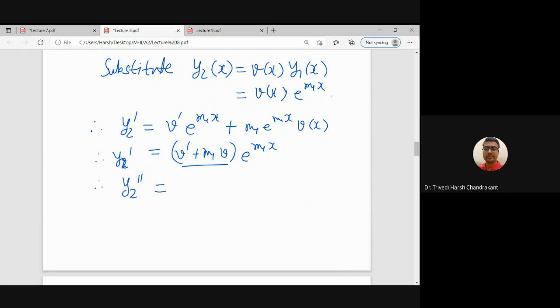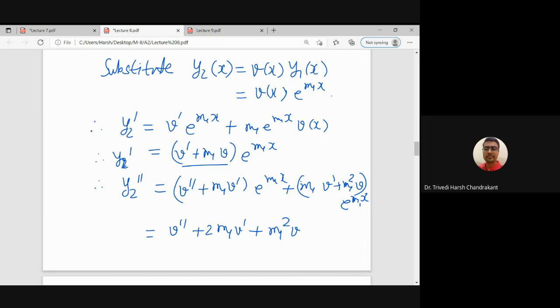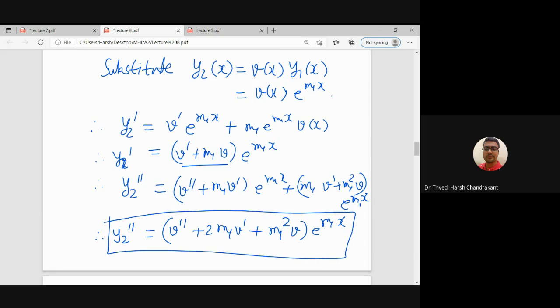So if we differentiate the first term, we get v double dash plus m1 v dash, times e power m1x, plus m1 times v dash plus m1 square v, times e power m1x. Essentially, this is v double dash plus 2m1 v dash plus m1 square v, times e power m1x. So we got y2 double dash also. We know y2 dash and we know y2. Y2 is the substitution.